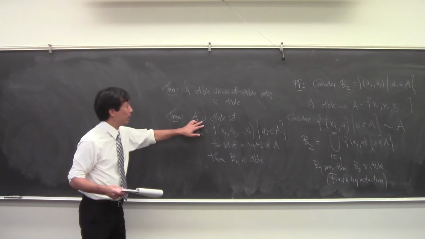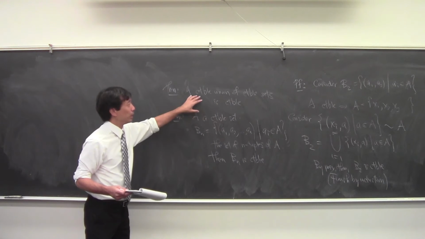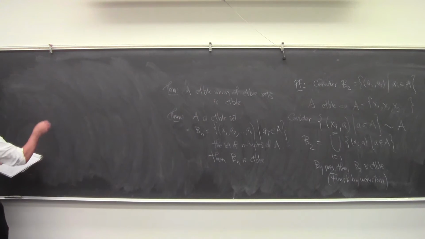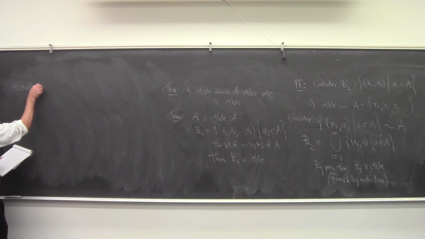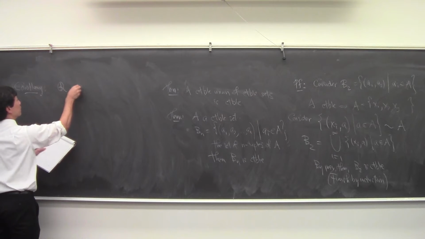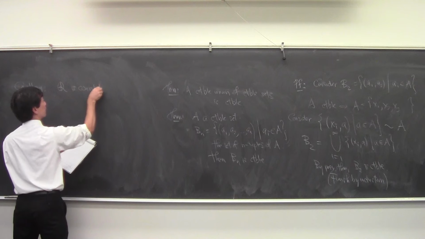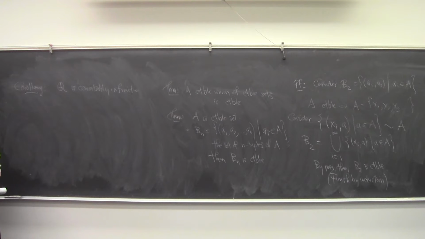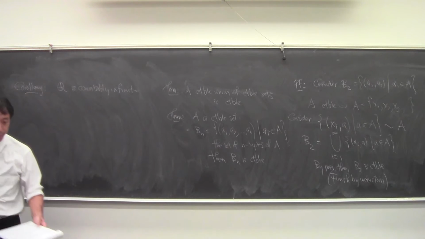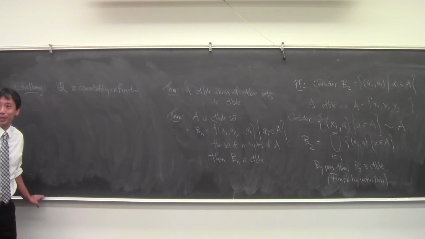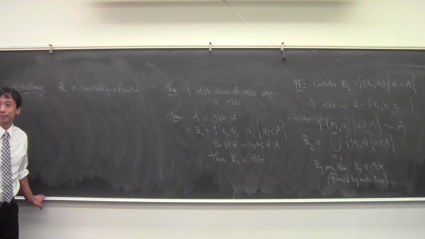This theorem is just a consequence of the previous, and has the following corollary: that Q is countable. Q is countably infinite. Would somebody like to explain that? Max, go ahead. So it's basically like B2, except instead of an ordered pair, it's just one element over the other.